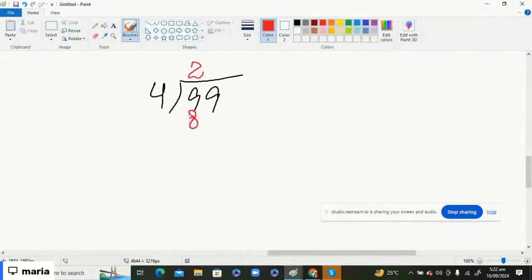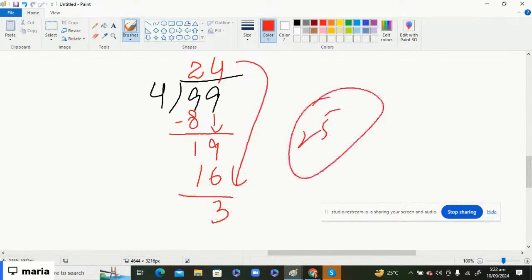4 times 2 is 8. 1 is left, then 9. 4 times which number is closer to 19? 4 times 5 is 20, but 4 times 4 is 16. 3 is left. So it means that's 24, or you can say 25, which is a better estimate.